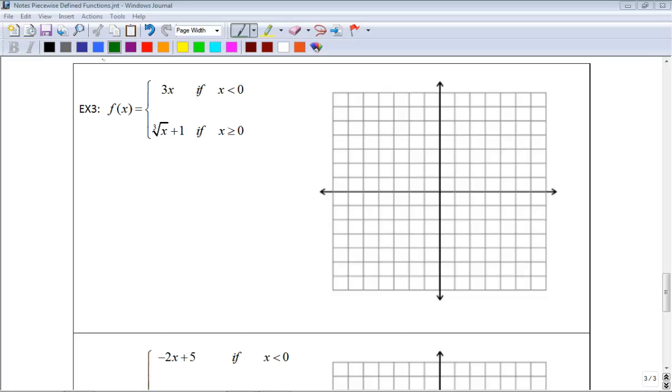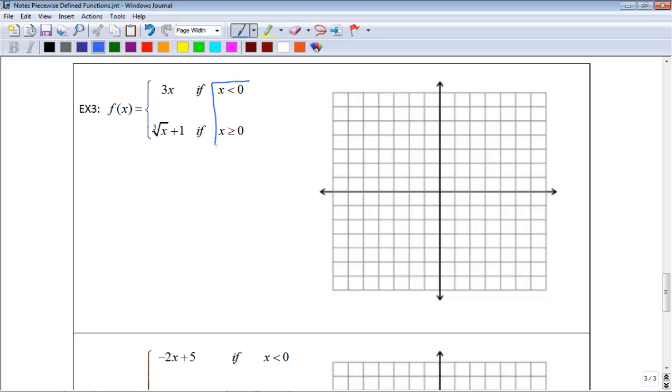Let's look at example 3. Example 3 says that f of x is equal to 3x if x is less than 0, and that f of x is equal to the cubed root of x plus 1 if x is greater than or equal to 0. So again, step 1, identify the change of behavior value.